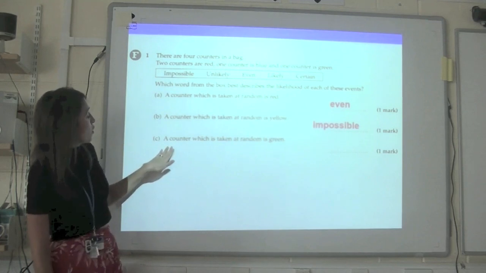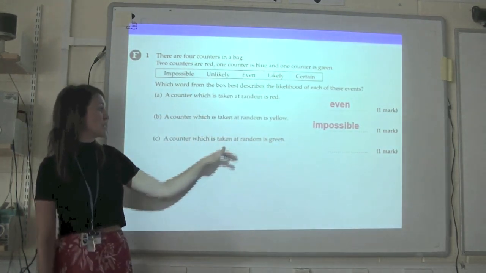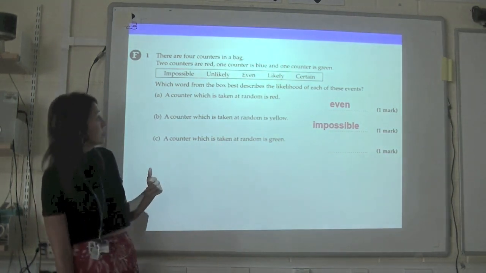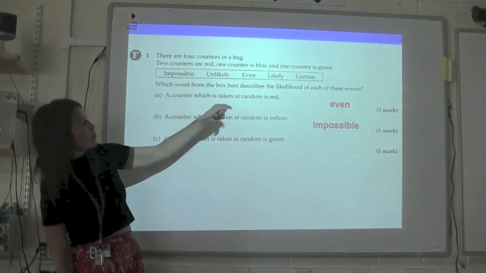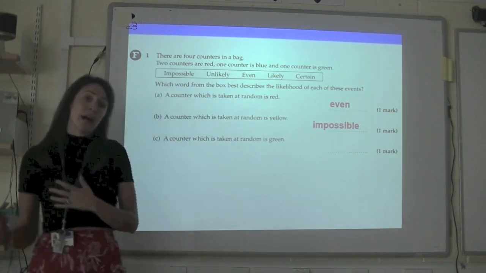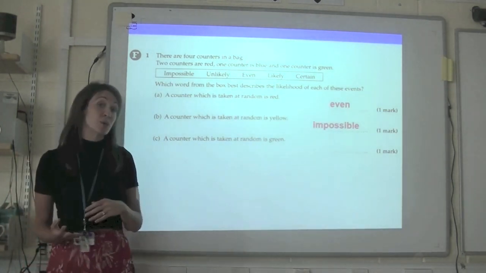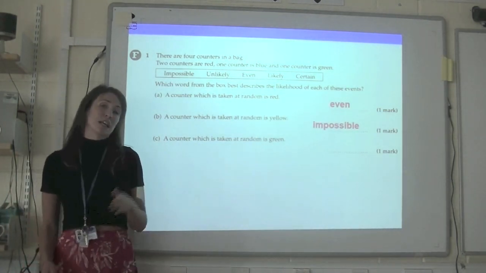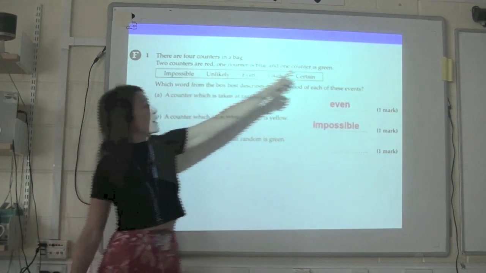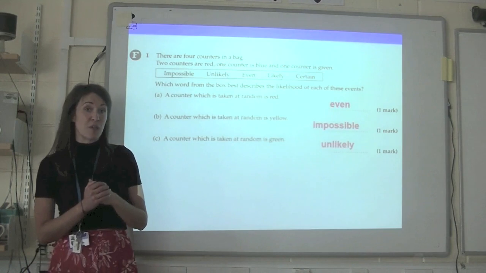The next one, what word best describes the likelihood of a counter which is taken at random being green? Well, we've got 2 being red, 1 being blue and 1 being green. That means 1 out of the 4 options available are green. So it's possible, but I'd say it's quite unlikely. You've only got a 1 in 4 chance. If I had to pick one of these words, I'd describe that as unlikely. So well done if you got that right.